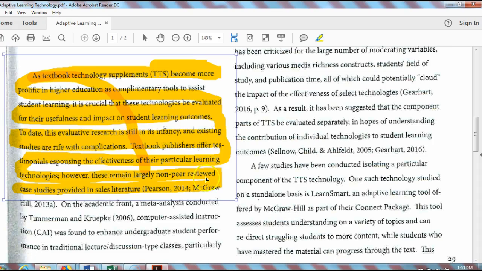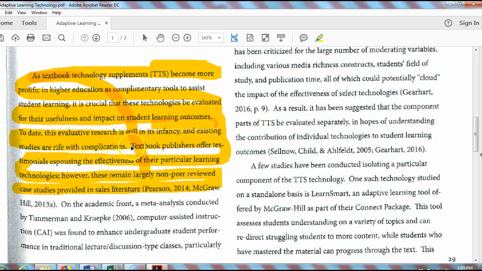Okay, so let me continue what we wrote here. To date, this evaluative research is still in its infancy, and existing studies are rife with complication. So what I'm saying there is, there's a lot of these technologies, but they need to be evaluated for their usefulness and their impact on student learning. Right now, that's not necessarily the case. We really don't know the impact that all of these technologies from the publisher have on student learning outcomes.